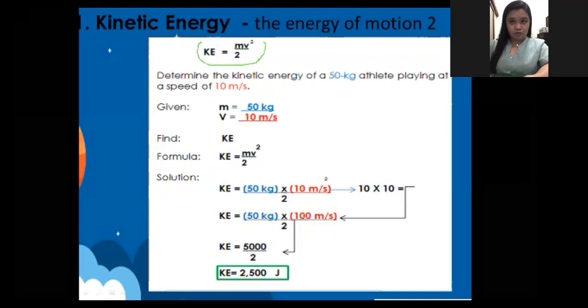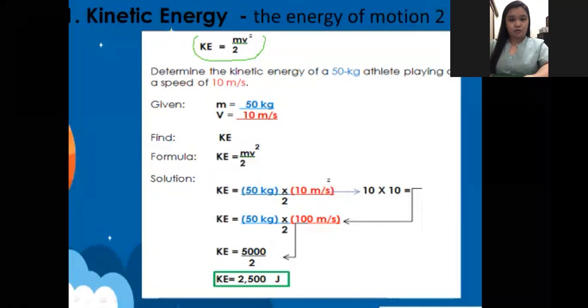Very good. So I have a problem here that we need to solve. It says: determine the kinetic energy of a 50-kilogram athlete running at a speed of 10 meters per second. At first, we need to get the givens. What are the givens? You need to get the m and v. The mass there is 50 kilograms. And the v, the velocity, sorry, is 10 meters per second. Don't forget that.